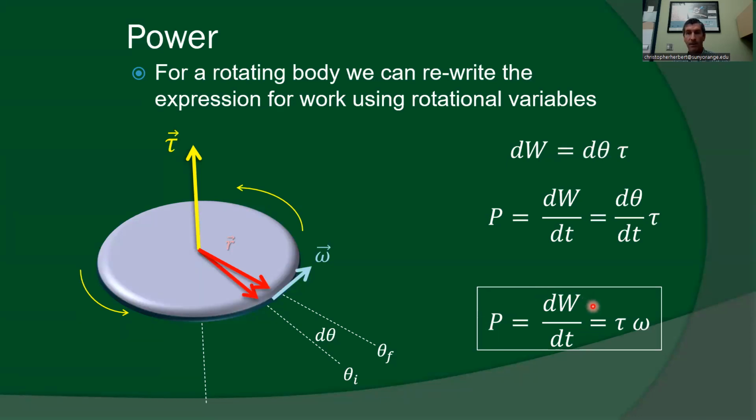So the power for constant torque is going to be equal to the torque times the angular velocity. And again, that's what I expected. Power was equal to force times velocity for translational motion. Power is equal to tau times omega here.